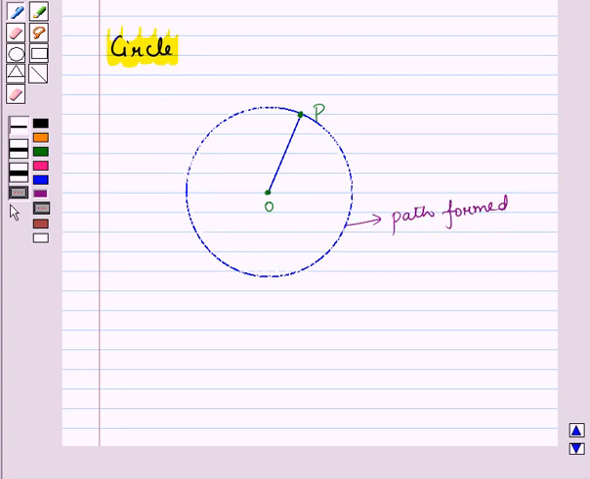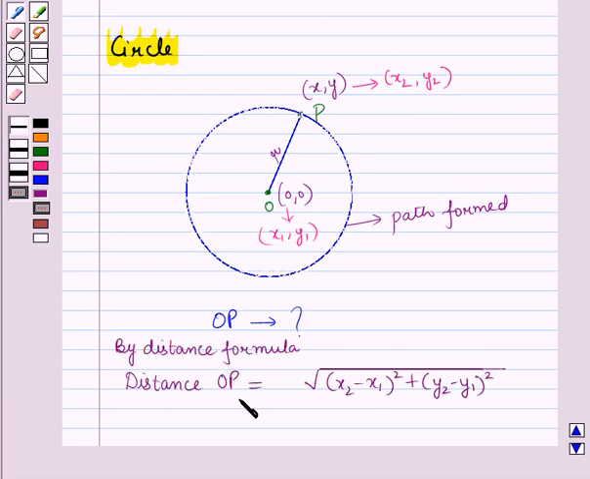Now using the distance formula, we can find the path described by a point which is at a constant distance from a fixed point. When the point is rotated at a particular angle, now suppose the fixed point is origin with coordinates 0, 0 and the moving point is this point with coordinates x, y and let the constant distance be r. Now using distance formula, let us find the distance OP. Now let us take this point as x1, y1 and this point as x2, y2. Now by distance formula, distance OP is equal to square root of x2 minus x1 whole square plus y2 minus y1 whole square.